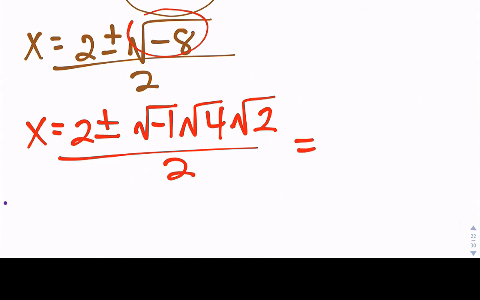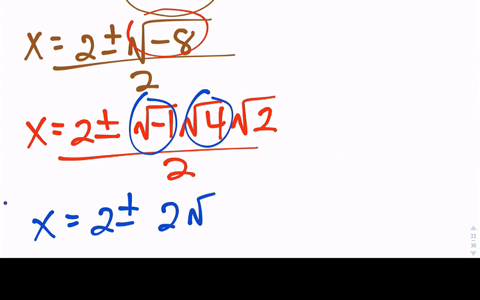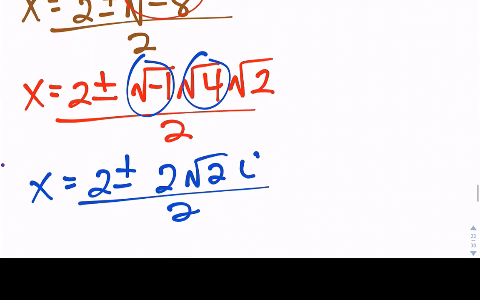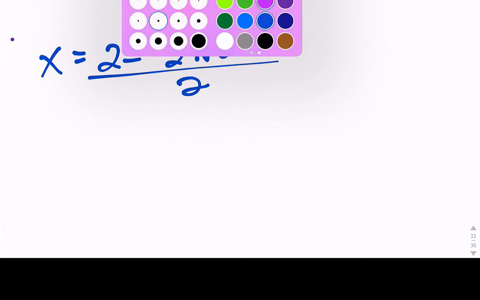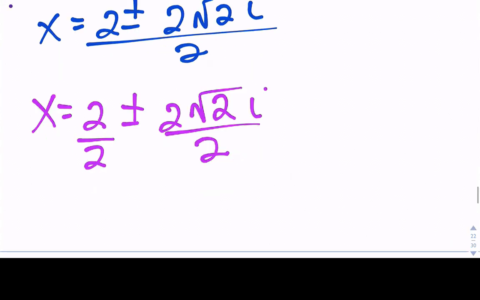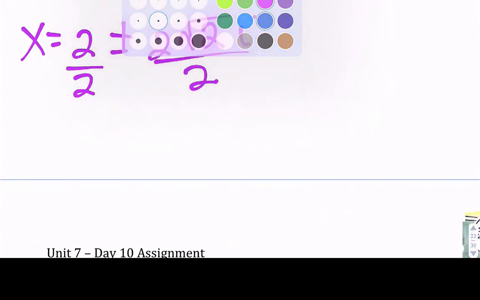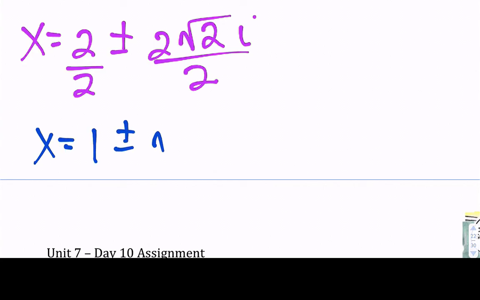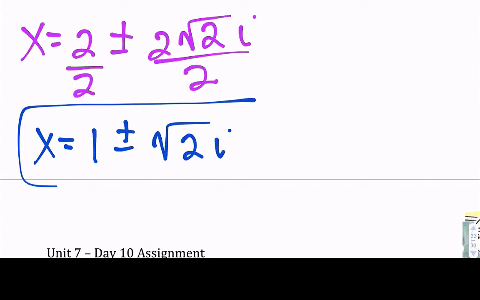And that equals, write it down here. So this is your i, this is your 2. So x equals 2 plus or minus 2 times the square root of 2i over 2. And then you can break it up. So this becomes 2 over 2 plus or minus 2 square root of 2i over 2. So here we have x equals 1 plus or minus the square root of 2i. Two solutions, one plus the square root of 2i, the other one minus the square root of 2i.